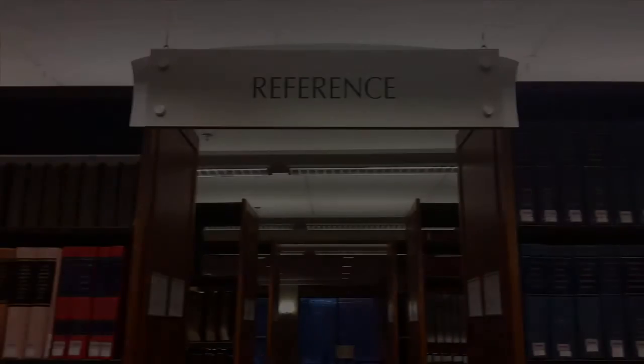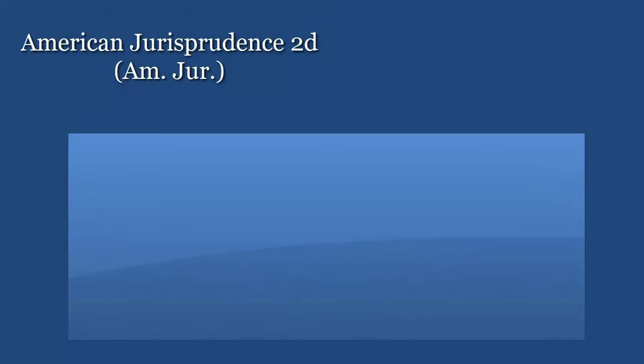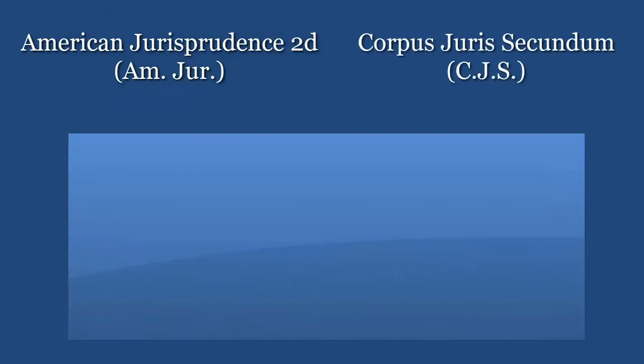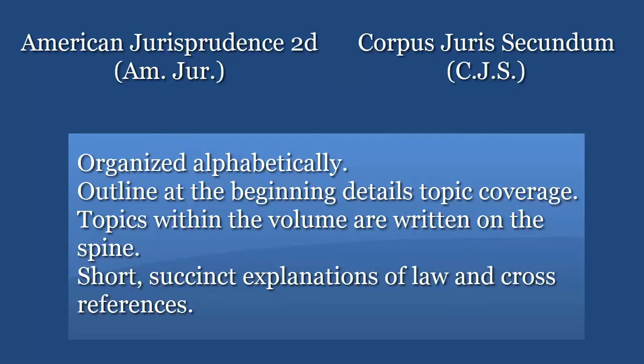Both American Jurisprudence Second, also known as AmJur, and Corpus Juris Secundum, also known as CJS, are organized alphabetically by topic and are very broad in their coverage. At the beginning, you will find an outline that details topic coverage. You will also find topic coverage written on the spine of each volume. Both AmJur and CJS provide short, succinct explanations of the law, as well as cross-references to other law-related sources.